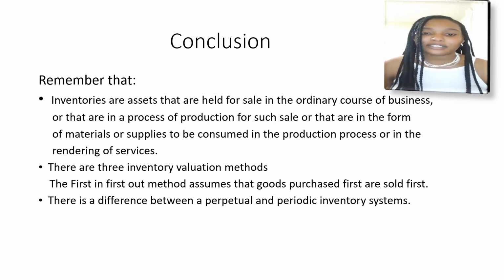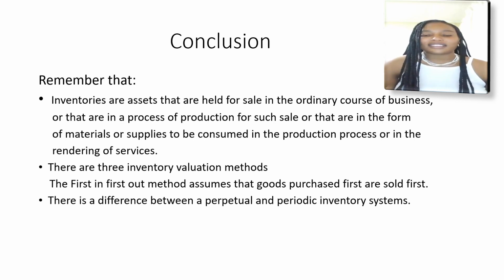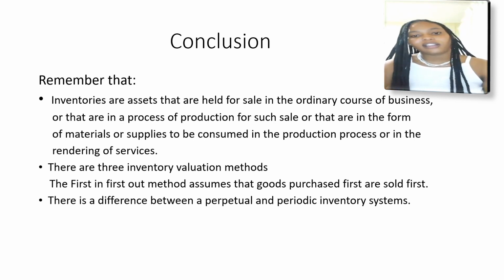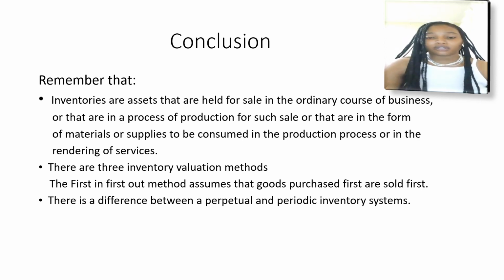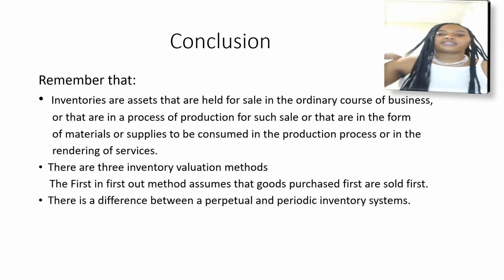So starting off with the definition or term, we have learned that according to the statement IAS 2 Inventories paragraph 6, inventories are assets that are held for sale in the ordinary course of the business, or are assets that are in the process of production for such sale, or are assets that are in the form of materials or supplies that are going to be consumed by the business for the process of production or for the rendering of service.